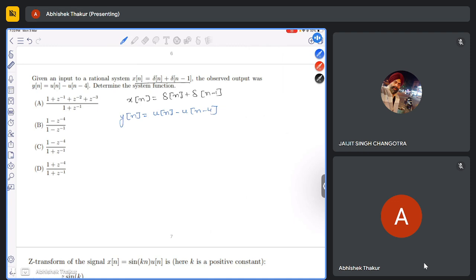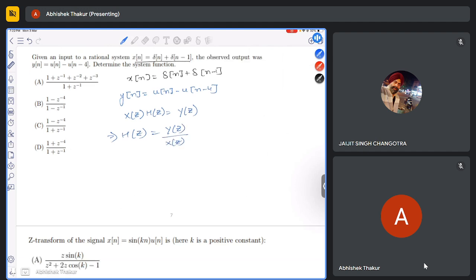So it is a rational system, then it is defined as x of z into h of z is equal to y of z. For a rational system, we can define it like this. So the system function h of z will become y of z divided by x of z. Now, this is our x of n that is given. What is given? That is equal to the impulse function plus a shifted impulse function.